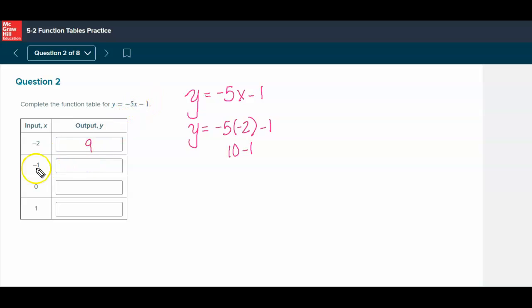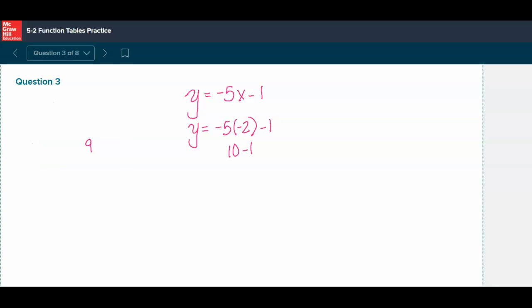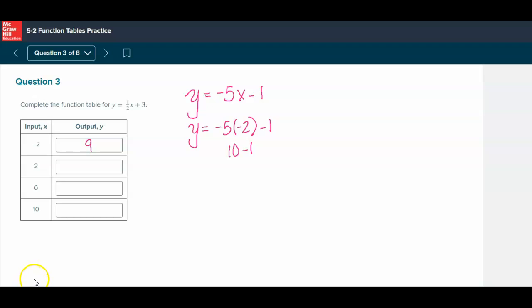So you're going to go through and you're going to put in negative 1 for x, see what it's equal to. 0 for x, see what it's equal to. And 1 for x, see what it's equal to. I got to clear away the writing.